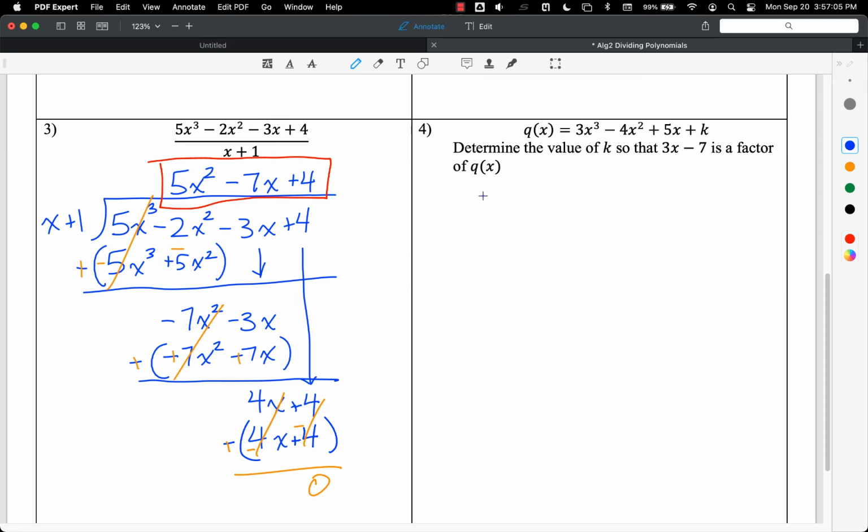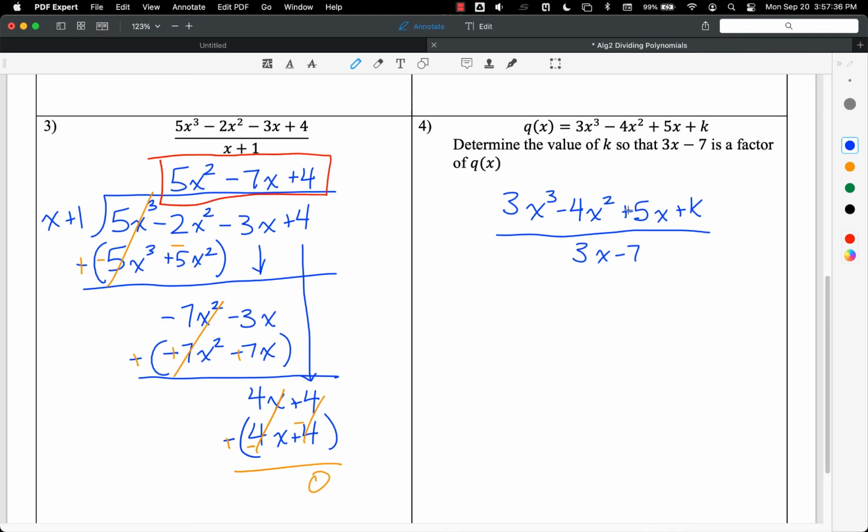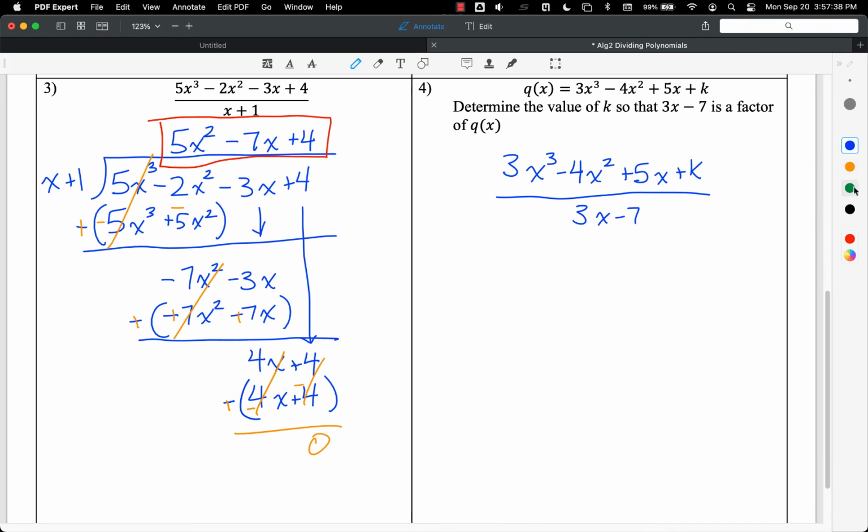It means go ahead and take 3x cubed minus 4x squared plus 5x plus k, and go ahead and divide it by 3x minus 7, but do it in a way where there's no remainder. This had no remainder. The remainder was 0. We want that 0. And I don't know the best way to do this. I see that it's really easy with long division. Maybe we should just try long division. If I have enough time, I'd like to do the tabular method at the very end as well. Let's do long division. Let's see what happens.